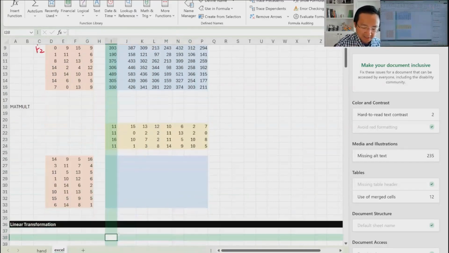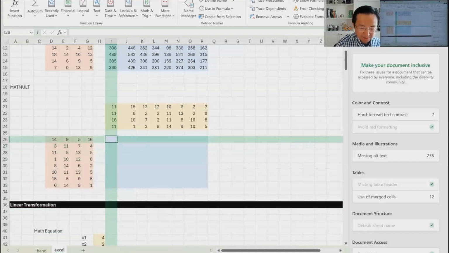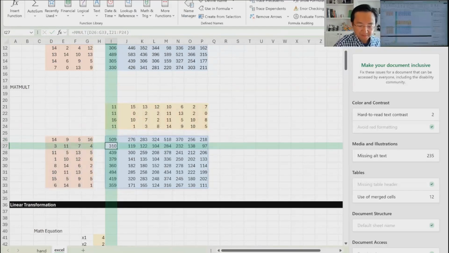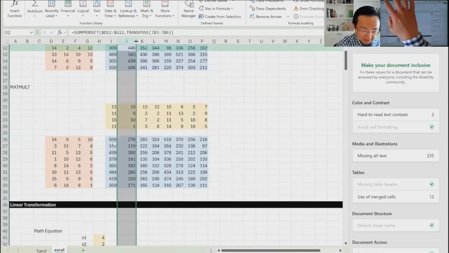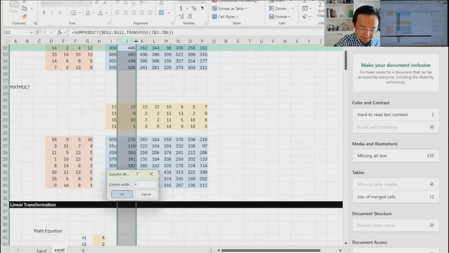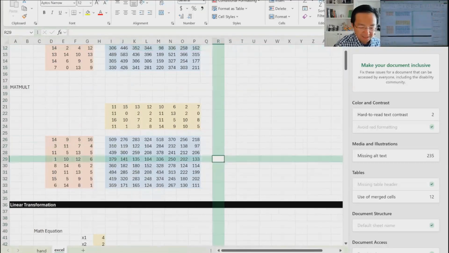But in practice, once you internalize that knowledge, I will just use the built-in matrix multiplication, MMULT, and just select my first matrix, and then a comma, and now I select my second matrix, and close the parentheses, and I get this whole thing. All right, but let's fix this. I'd like this to be just with the right width of 4. This is my preferred width for my exercises.